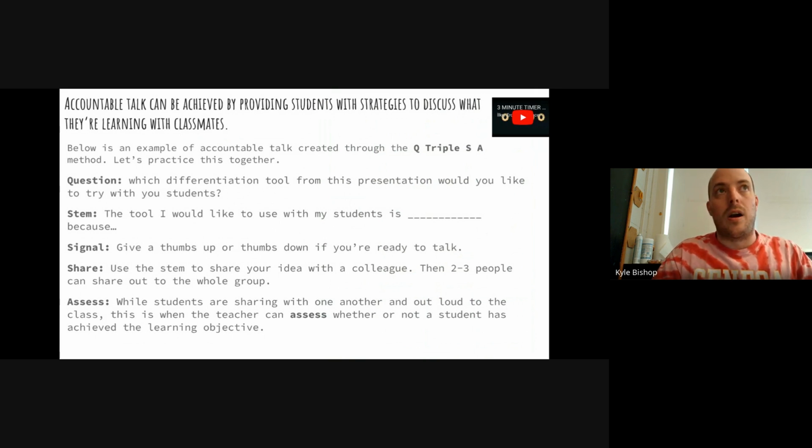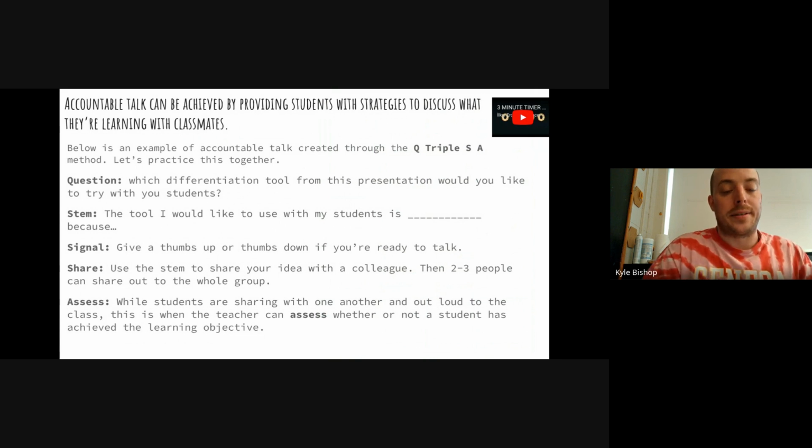And then once they are aware of the question and the sentence stem, you have the class give a hand signal, thumbs up, thumbs down, depending on whether they're ready to talk and move on with the lesson. And then they share with one another. And I had a timer for about 3 minutes, just a very short, low pressure, low stakes conversation. And when the staff members share out with one another, they use that sentence stem to share their ideas with a colleague. And then 2 to 3 people could share out with the whole group.